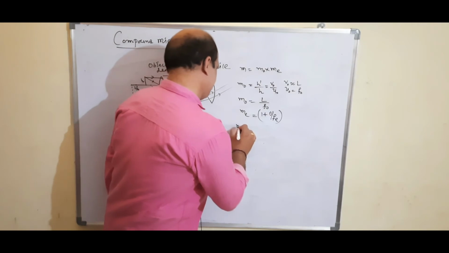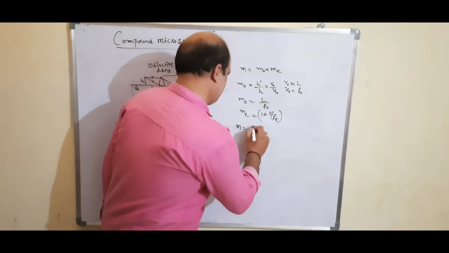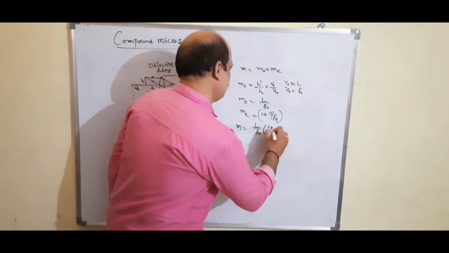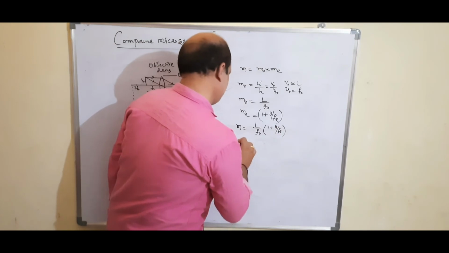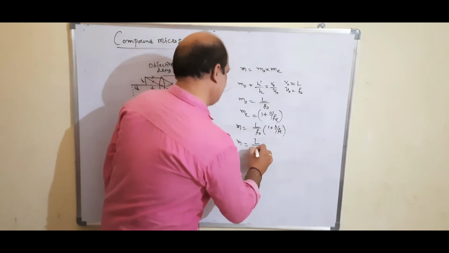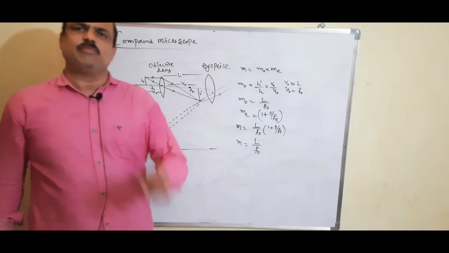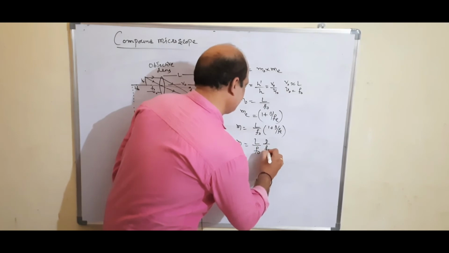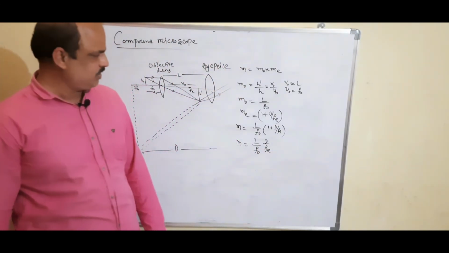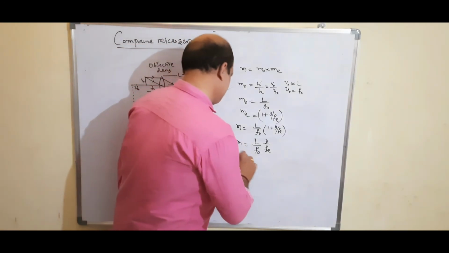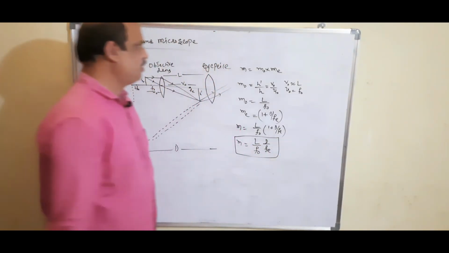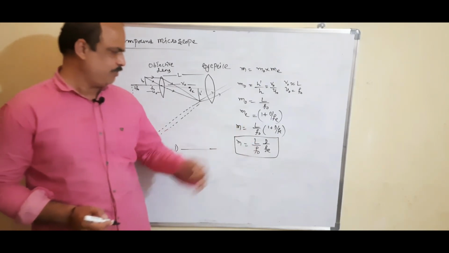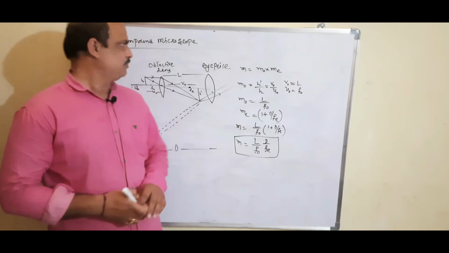So here combined magnification is equal to M0 into ME, that is equal to L by F0 into 1 plus D by FE. So M is equal to L by F0 into 1 plus D by FE. When eyepiece forms image at infinity, then the magnification becomes D by FE. Magnification decreases. So this is the magnification of compound microscope. M is equal to LD by F0 into FE.